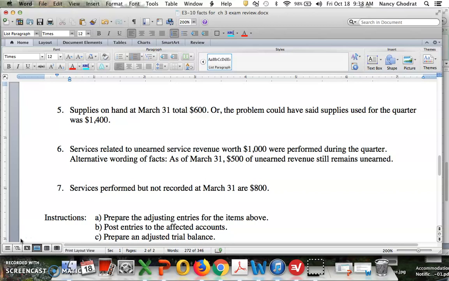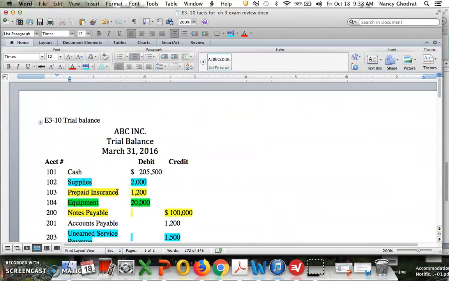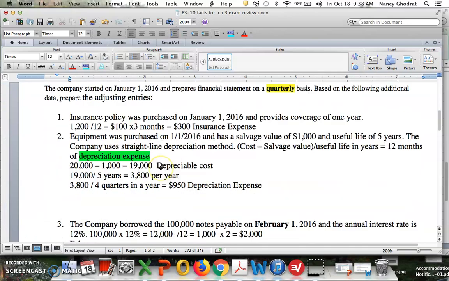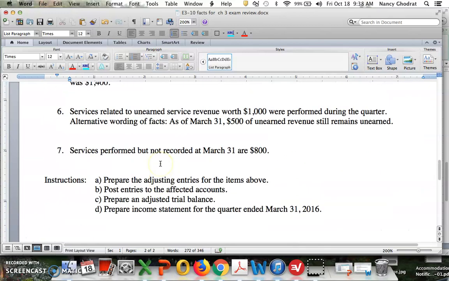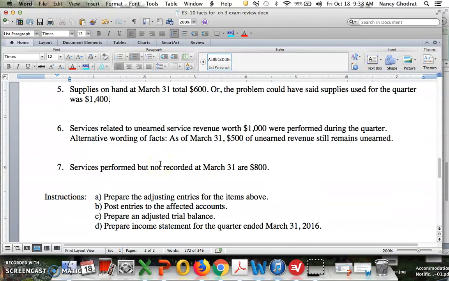I'm following with the exercise we started, the problem we started with ABCing for adjusting entries. And this is the last part of the adjusting entries for this company. Number 7 says services performed but not recorded at March 31st are 800. Which means we need to increase our service revenue because we've done the services.